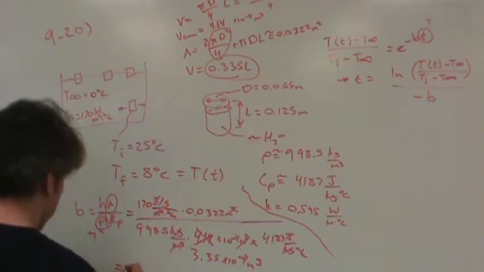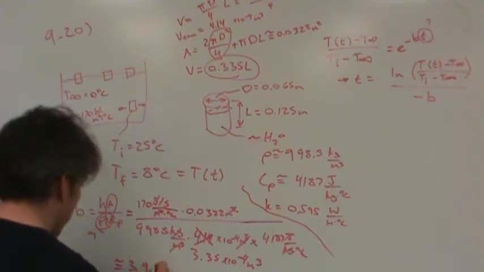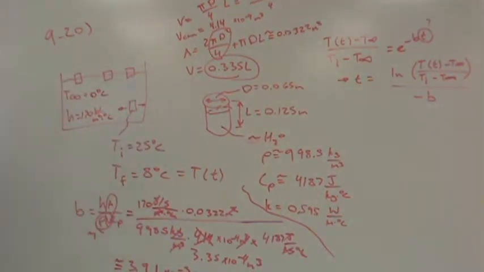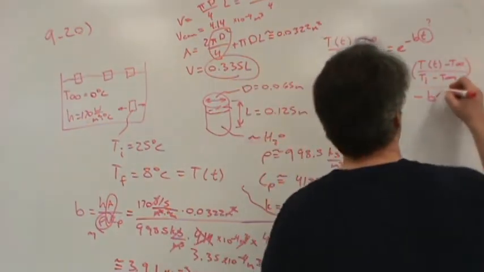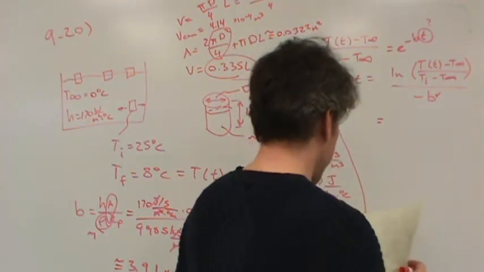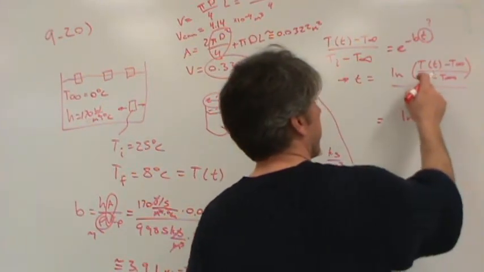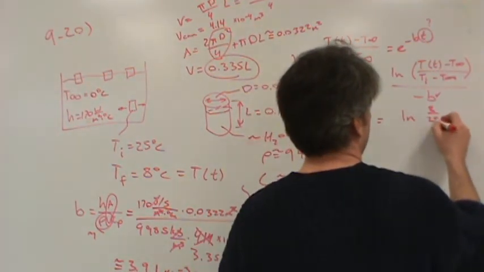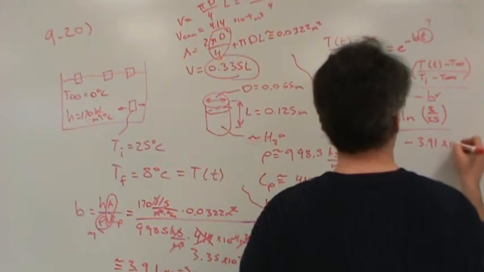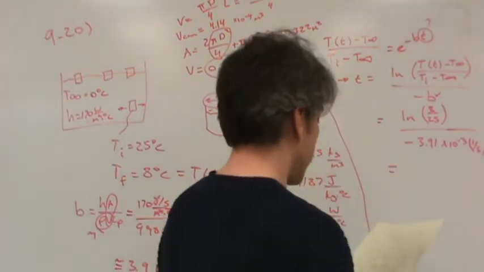All right, so if you plug that in for B, you'd get about 3.91 or so times 10 to the negative 3 inverse seconds. So there's the number for B that we need. So now we've got this piece. So the amount of time required to cool down the drink would be the natural logarithm of 8 degrees less 0 divided by initial temperature 25 degrees less 0, divided by negative 3.91 times 10 to the negative third inverse seconds. Plug all of that into your calculator.